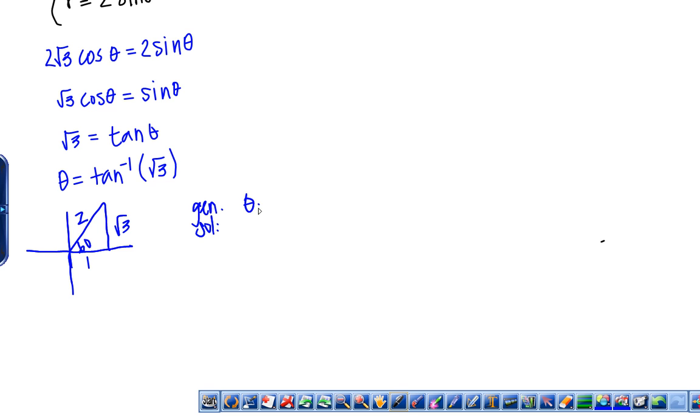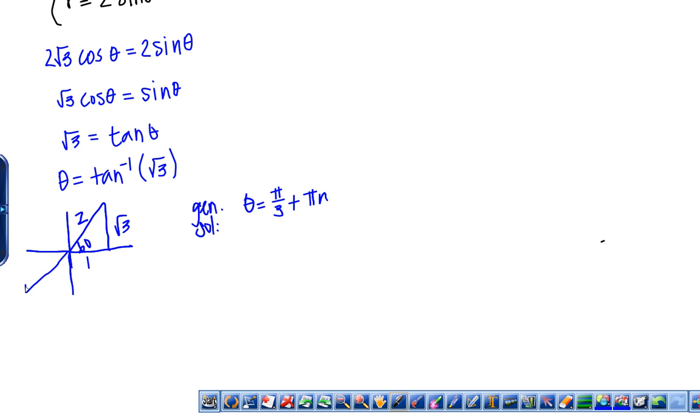are theta is equal to, let's see, 60 is going to be what, pi over 3? Now remember, tangent is not adding 360, it's adding just 180, so I'm going to say plus pi n. Now where else is tangent positive? All students, it's positive down here as well.